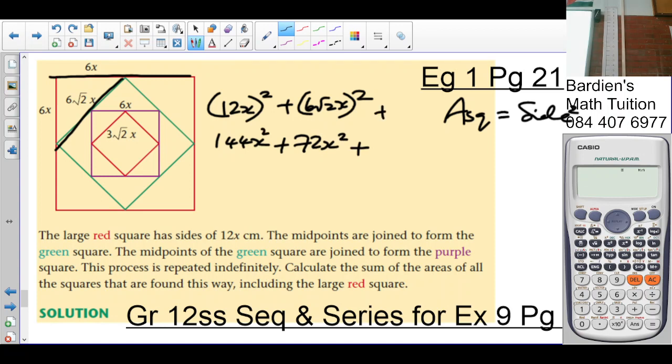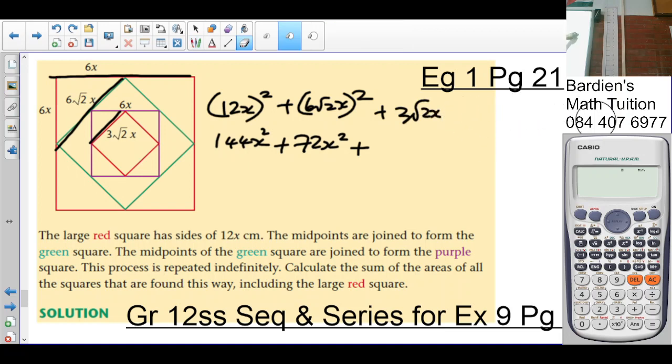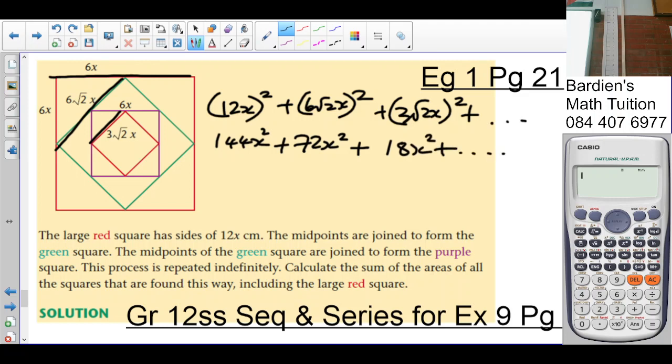The third one is going to be, of course, that one there, which is 3 root 2x. It must be squared. Why? Because that's how we calculate the area of a square. So it's going to give you 18x squared plus. And of course that carries on. If you want, you can extend it further.